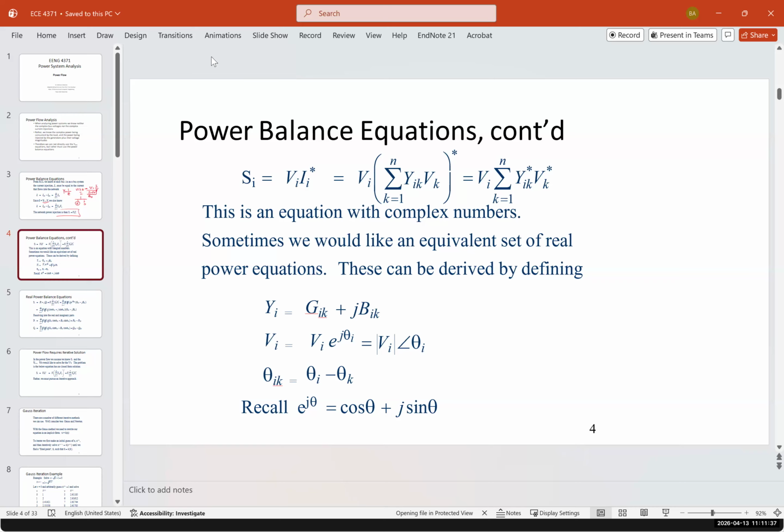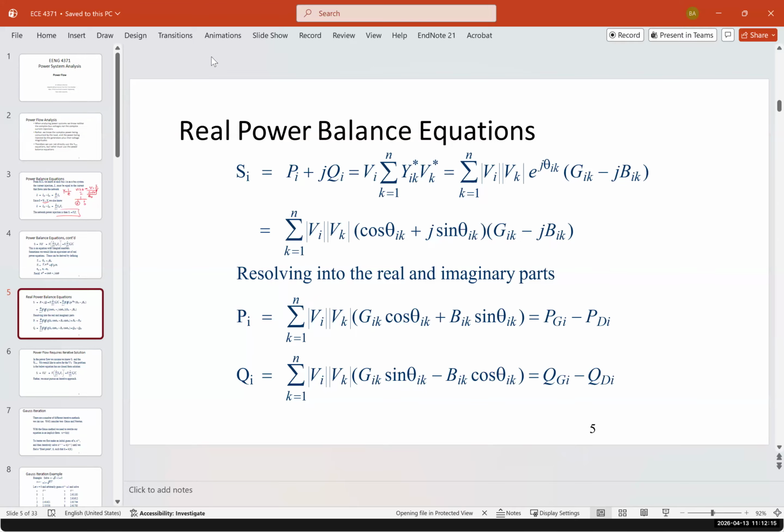Sometimes we would like an equivalent set of real power equations. And these can be derived by defining Yik as Gik plus jBik. Again, it's the conductance and susceptance of the admittance. And Vi is going to be |Vi| e to the power of j theta i, which is going to be |Vi| with an angle of theta i. And theta ik is going to be theta i minus theta k. And as we recall, e to the power of j theta is going to be cosine of theta plus j sine of theta.